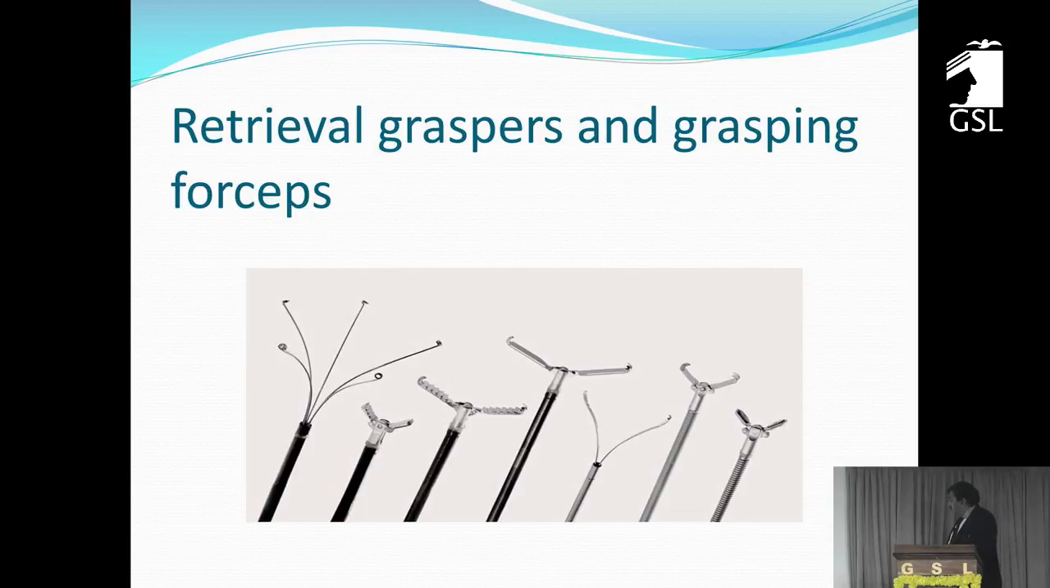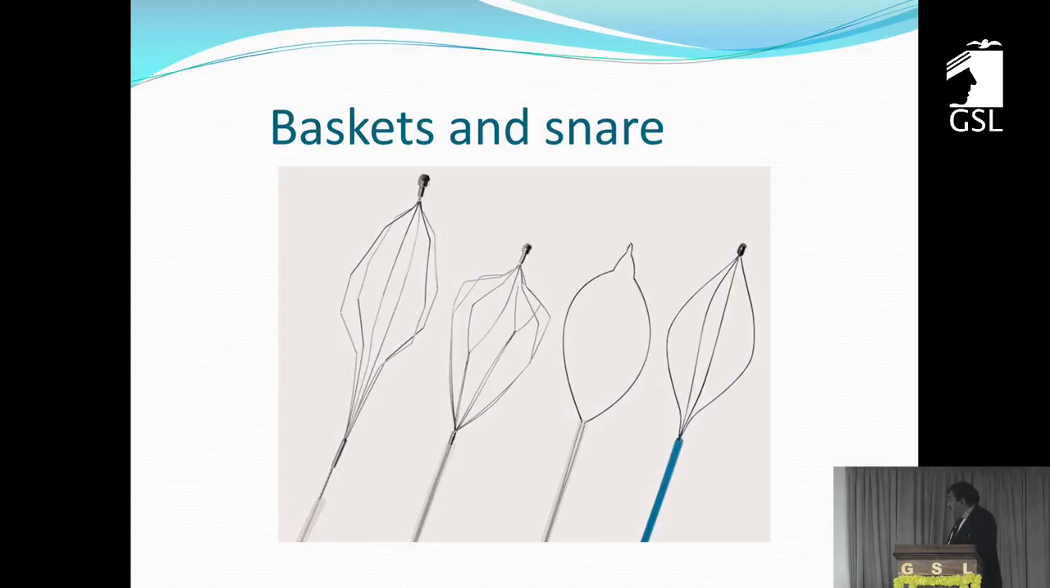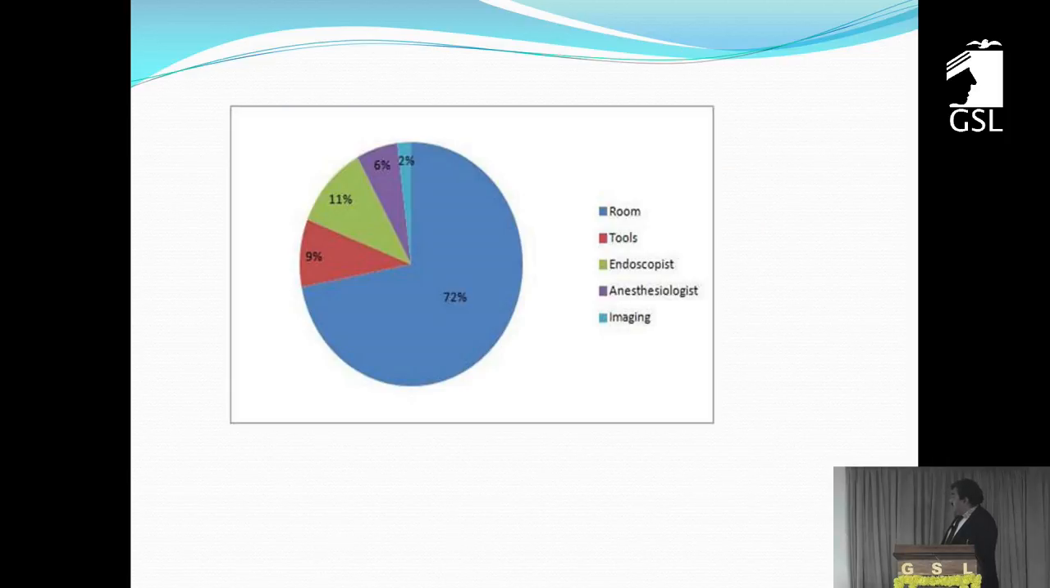And these are the retrieval graspers and the grasping forceps. The baskets and snare, you must have been using since this morning, and I hope you would have not only gone in and tried to do all these maneuvers inside. So here you need to have a room with tools here, an endoscope is here, the anesthesiologist and the imaging. This is how this room has to be planned and made.